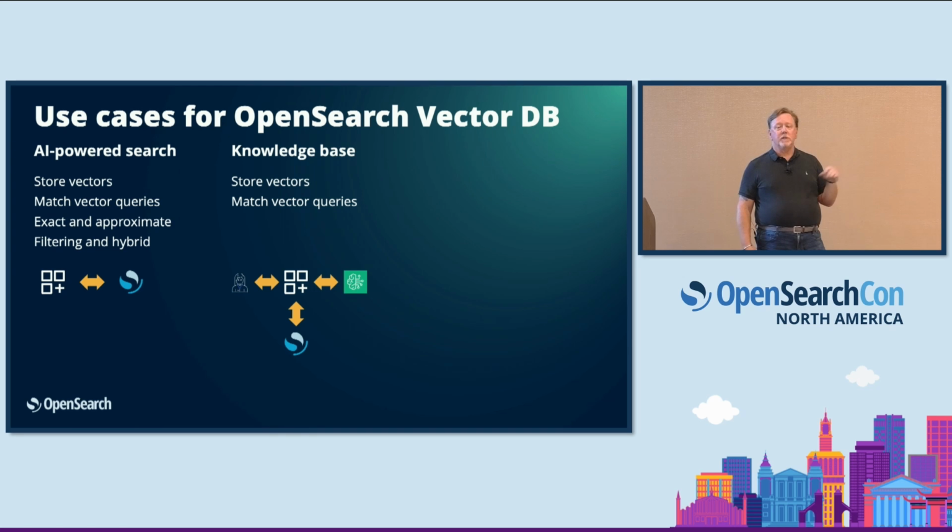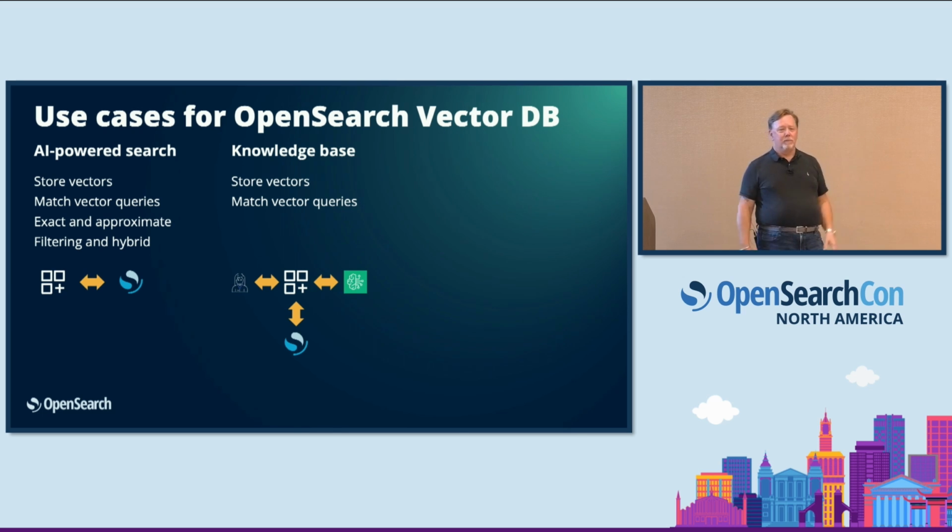The second of those is knowledge base. We talk about retrieval augmented generation. We talk about conversational search. OpenSearch plays a role to provide accurate information so that the application that is chatting with the user, or the user that's chatting with the application, gets the right answers, and the LLM that's summarizing is not sending out bogus information.